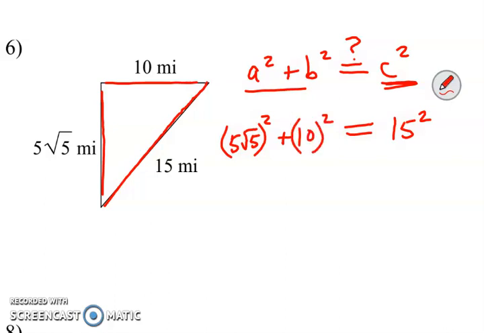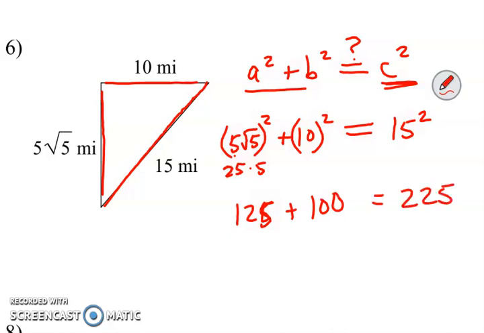And we do some algebra to compare the sides and see if they really are balanced out, or if one side's larger than the other. Okay, 5 times the square root of 5 squared, that's like 5 squared, which is 25, times the square root of 5 squared, which is 5. Altogether, that's 125. Plus 10 squared is 100. And then that's set equal to 15 squared, which is 225.